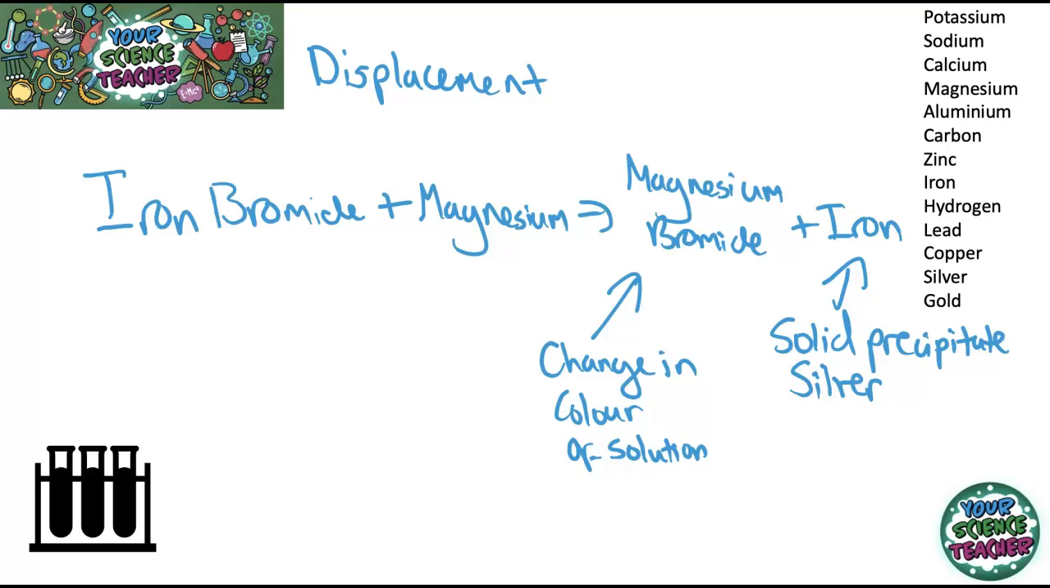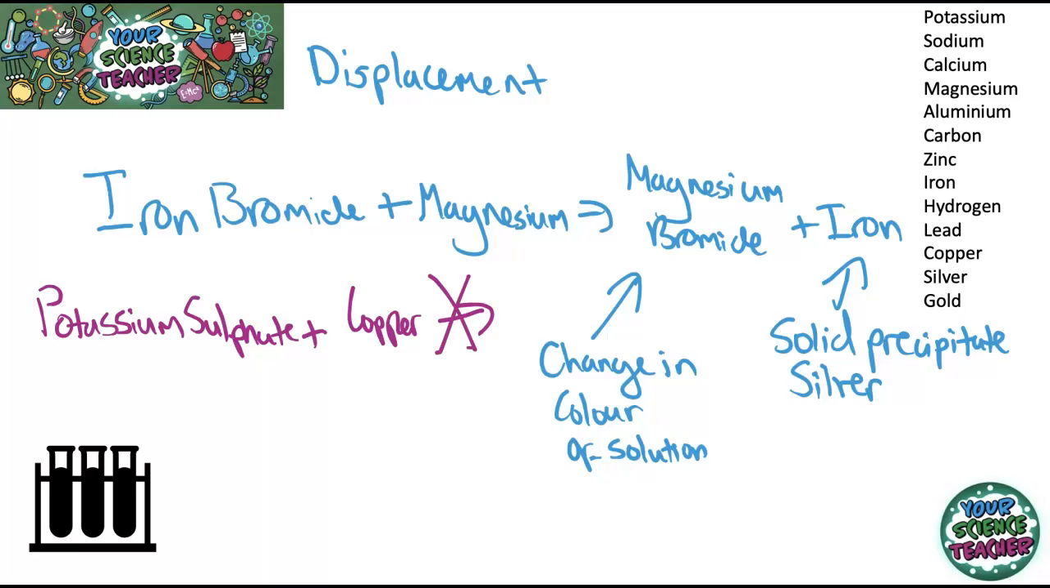Let's just have a look at another example here. If I've got something like potassium, which is the most reactive of all the metals, and it's bonded to sulfate here, so I've got potassium sulfate as my salt solution, and I add in something like copper. Well, what's going to happen here? This time I have my more reactive metal already bonded. So copper, in fact, cannot displace potassium from its bond with sulfate. So we will get no reaction taking place.